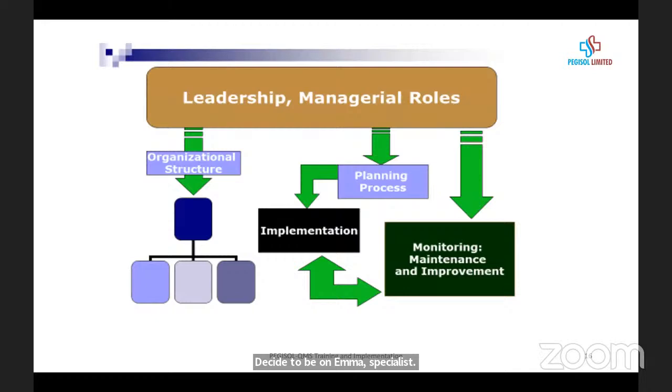So the leadership management role, the organization structure, the planning process, the implementation, monitoring, maintenance, and improvement. All these are functions of the managerial roles, the leadership.